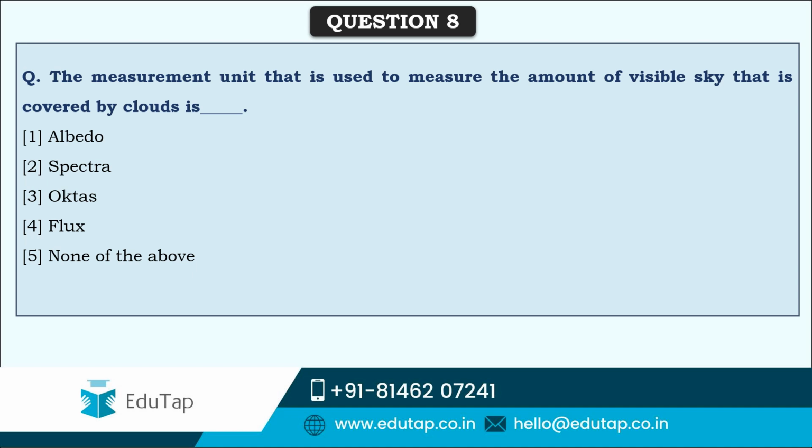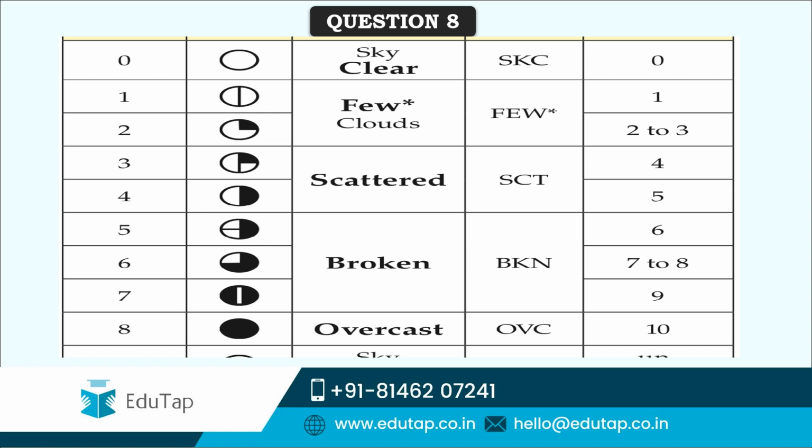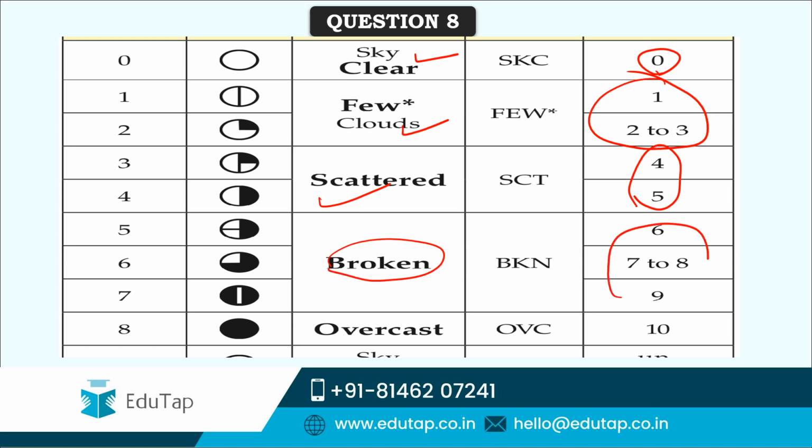So friends, next comes the measurement unit that is used to measure the amount of visible sky that is covered by clouds. See here, the visibility of the sky is measured in octas. If the octas are 0, then it is clear sky. Few clouds, 1 to 2 to 3. Scattered, if it's 4 or 5, and broken, then it is 6, 7 to 8, and overcast sky, that is 10.